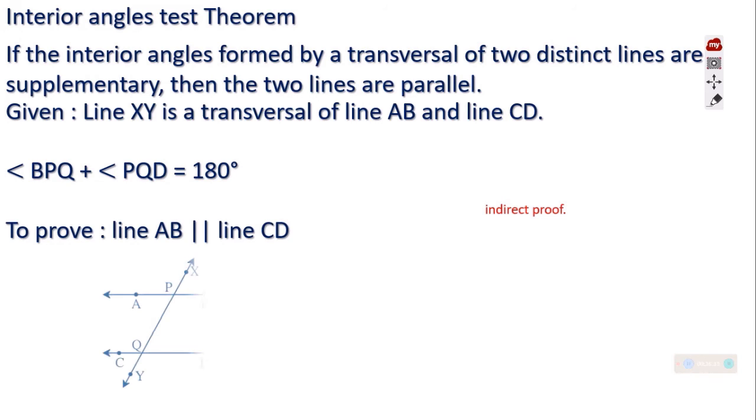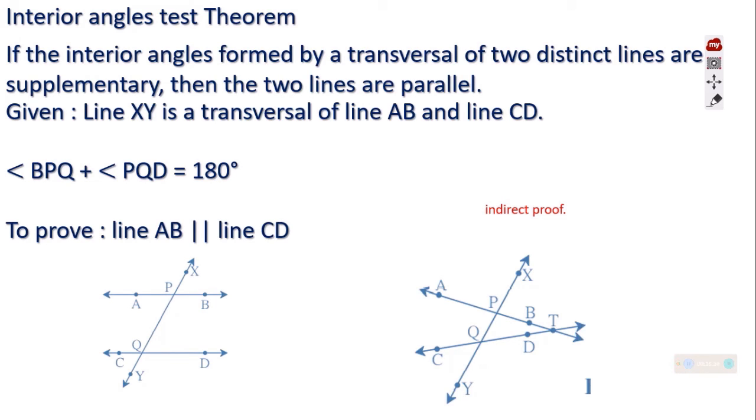Here is again a drawing from your textbook. How to prove that line AB, in this case, is parallel to line CD? The simplest mechanism is to prove that angle BPQ plus angle PQD is equal to 180. These two become 180. The best way: how to prove that they become 180?